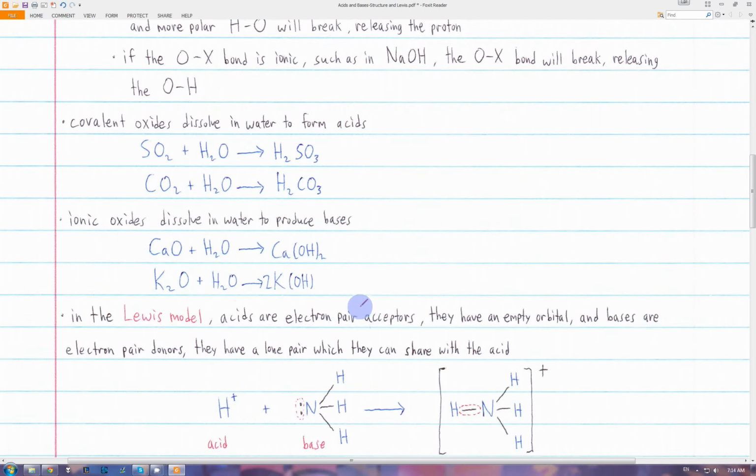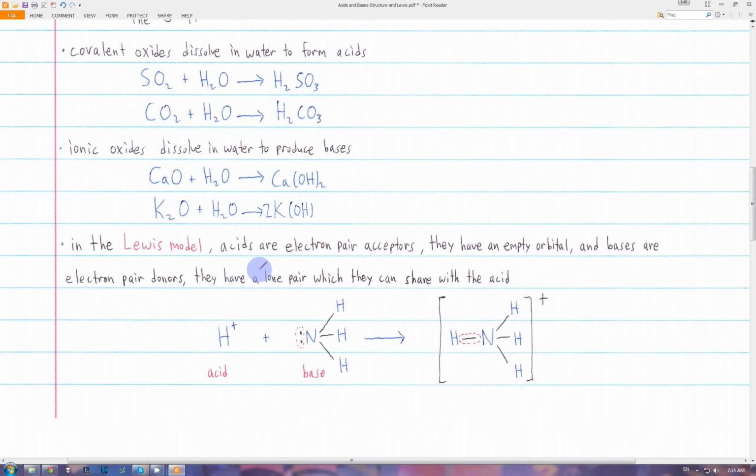So now we're going to talk about the Lewis model for acids and bases, which is the third definition. Remember, we have the Arrhenius and the Bronsted-Lowry. For most of the unit, we've been using the Bronsted-Lowry definition. So according to the Lewis model, acids are electron pair acceptors, which means they have an empty orbital, and bases are electron pair donors. They have a lone pair which they can share with the acid's empty orbital.